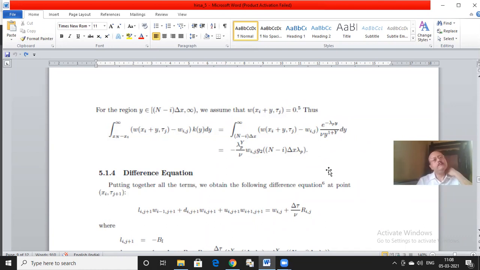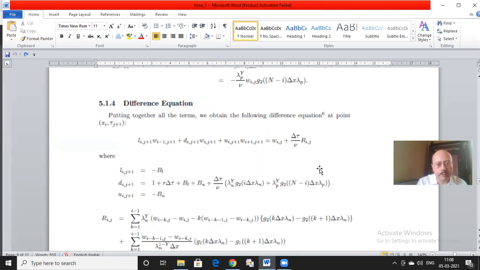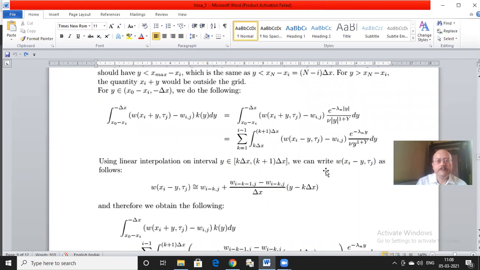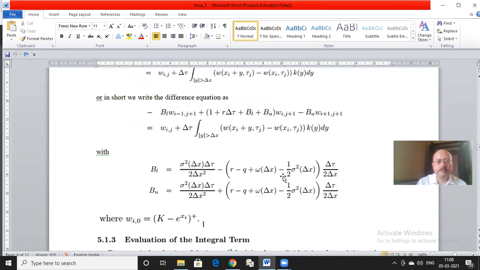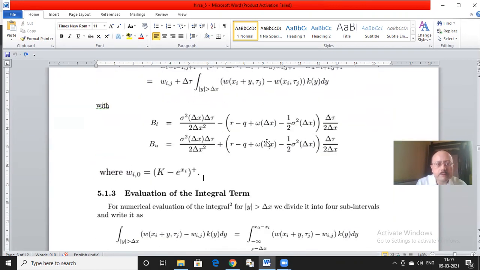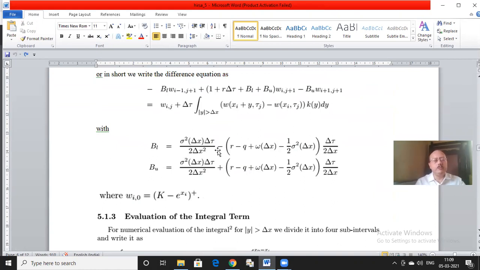Same strategy using the boundary condition, but now the boundary condition is on the reverse side, where the put option contract is almost worthless. So four terms we have evaluated. Now let us see where we have arrived. We had this equation involving the BL and BU coefficients, which were defined earlier. So we had this difference equation form equal to Wij plus delta tau times the integral, and this integral had four parts, which we have evaluated one by one.